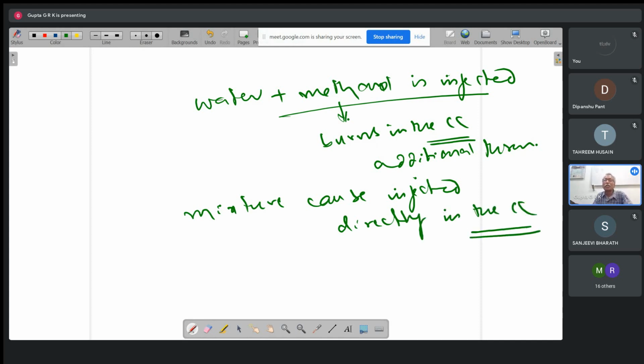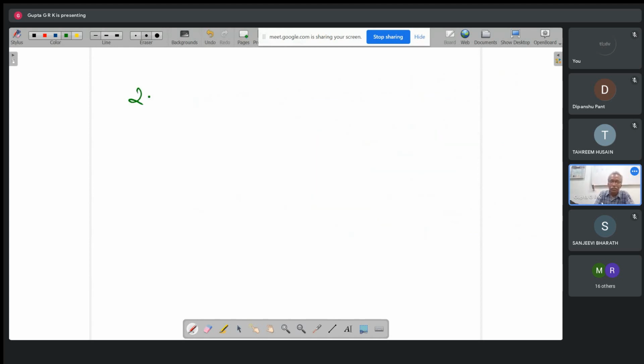So this also can be done directly. It can be injected into the combustion chamber, and the methanol burns, water increases the total mass flow and all. Okay, this is one method, injection of fluid either at the inlet of the compressor or within the combustion chamber. And the second method is what is called afterburning, or sometimes called jet pipe burning.